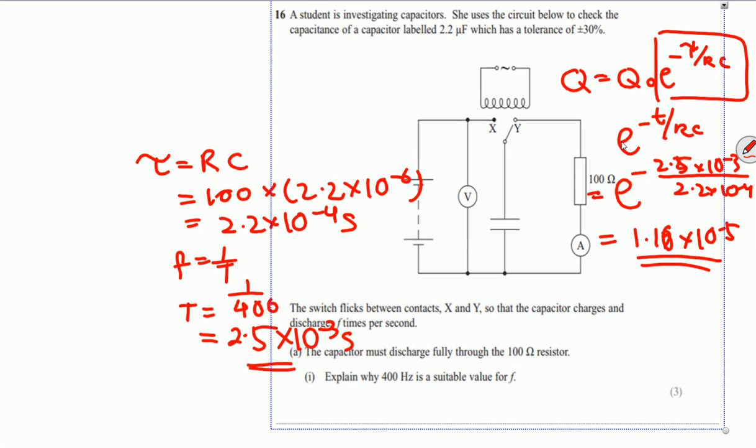What does that number actually tell us? It shows that it almost fully discharged. So what you've actually got there is Q divided by Q naught. So you're telling us that in the time it takes to switch X, Y to change, it's fallen to 1.1 times 10⁻⁵ of its previous value, which is as close to zero as makes it. Fantastic, very good.